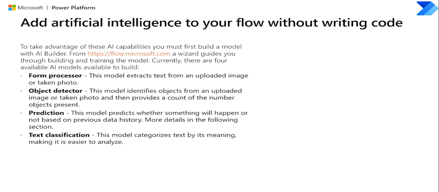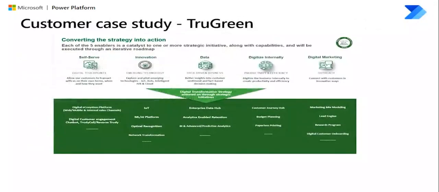We also have Prediction, which predicts whether something will happen or not based on previous data history. And finally, Text Classification. This model categorizes text by its meaning, making it easier to analyze. And you'll be able to access all of these from flow.microsoft.com via a wizard.